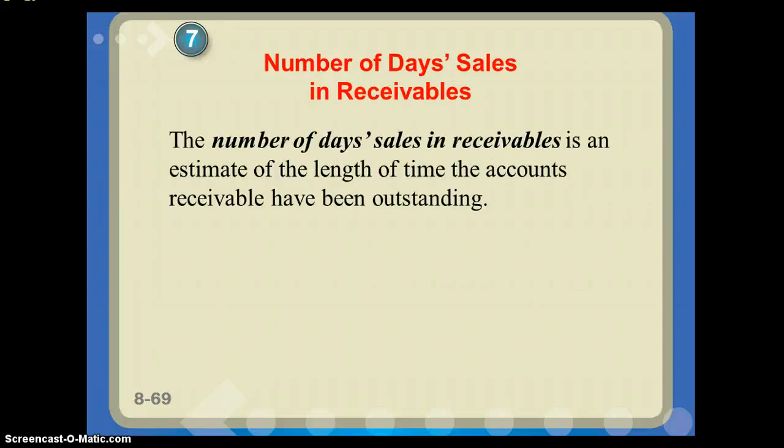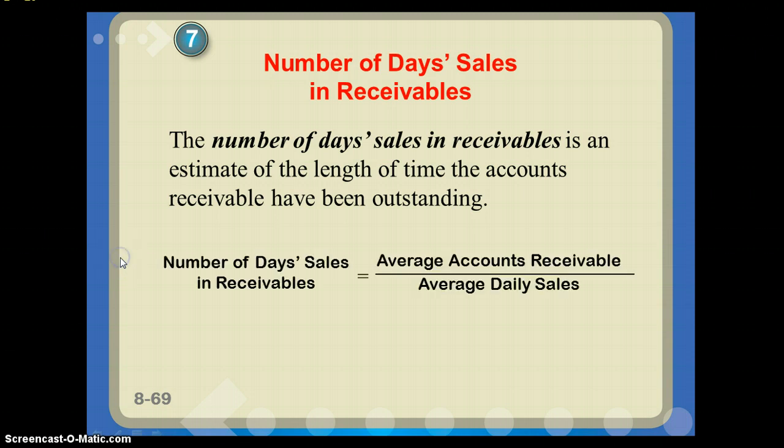Number of days sales in receivable estimates the length of time the accounts receivable has been outstanding. So this is related to aging of accounts. The formula for number of days sales in receivables is the average accounts receivable divided by the average daily sales. So we can figure out how long it's been a receivable by looking at the accounts receivable compared to sales.